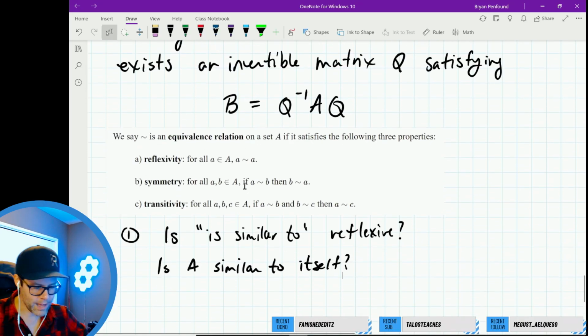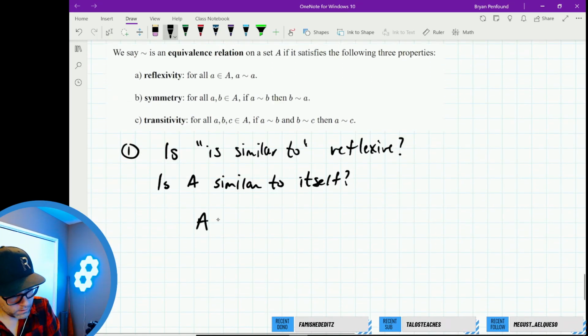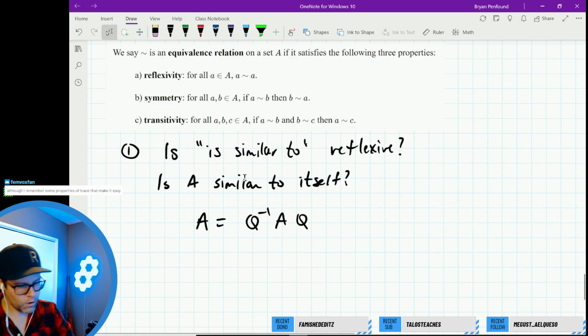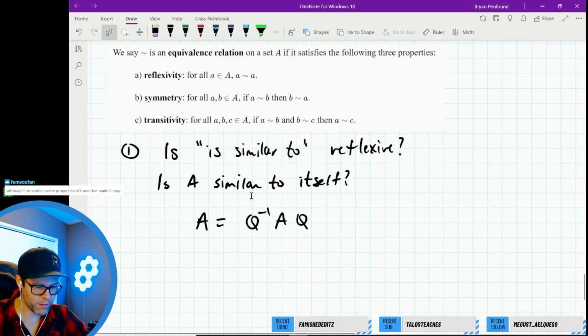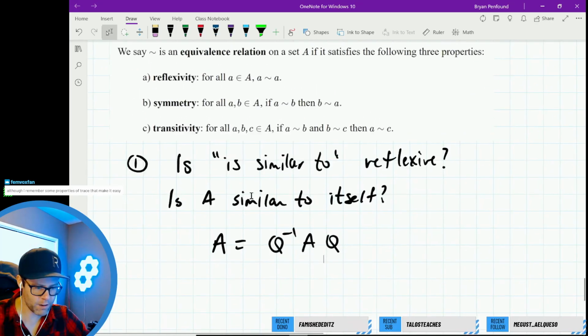So if I put A there, what's the candidate that we need for Q? Like, what makes sense to take for Q?